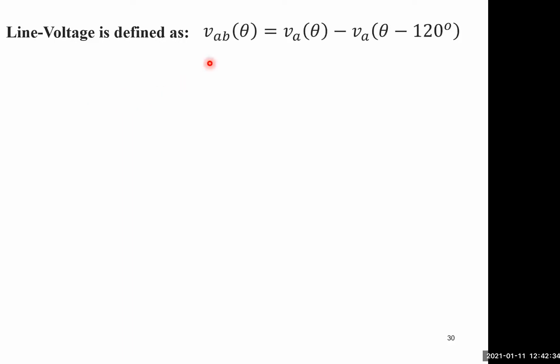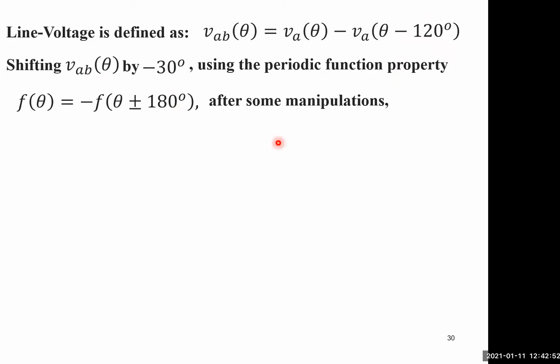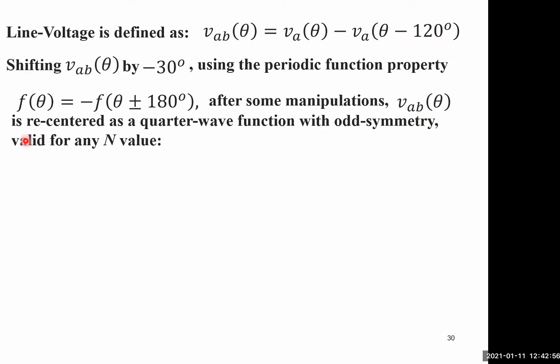Okay, so now let's discuss the line voltage waveform. The line voltage waveform, VAB, is defined as VA minus VB, where VB is simply VA shifted by 120 degrees. We know that. Now shifting VAB by minus 30 degrees, utilizing periodic function properties. We all know this one here. After some extensive manipulation and simplification, we can formulate VAB to be recentered as a quarter wave function with odd symmetry, valid for any value of n.